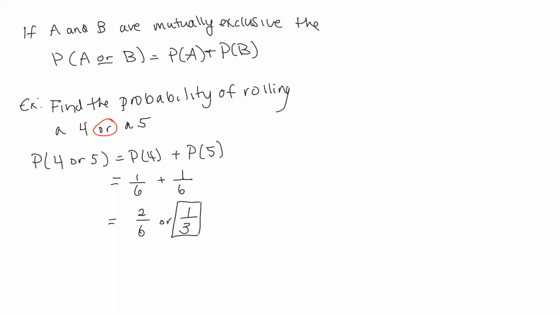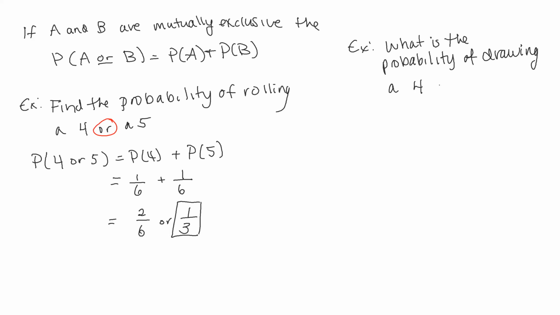All right. Now, another example, we're going to be drawing from a standard 52 card deck. What is the probability of drawing a 4 or a queen? Well, are these events mutually exclusive? Absolutely. There's no card that is simultaneously a 4 and a queen. You either have a card that has a 4 on it, or you have a card that has a queen on it. So we want the probability of a 4 or a queen, which is the probability of drawing a 4 plus the probability of drawing a queen.